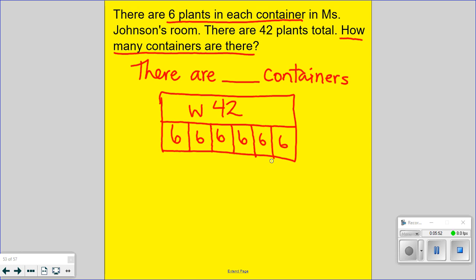When I got to here, I was at 30. Plus 6 more. 36. Is that 42? No, I need to keep going. I need to make my bar bigger. I've run out of room. All right, let's add another one. What number are we at right now with these 6? Well, when we counted from here to here, I got to 36. When I add one more, how much is that? 42. Hey, that's my whole. And I think that took 7 sixes. It did take 7 sixes.